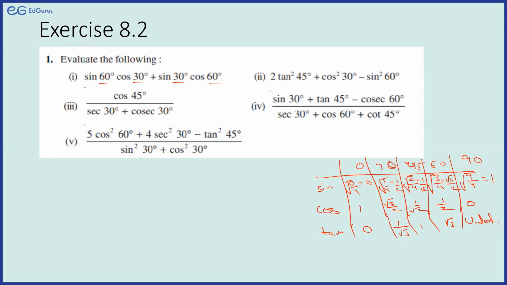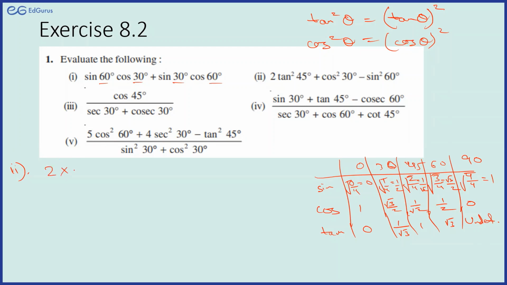I want you to solve part number 2. So the second is 2 tan square 45. Remember what we studied last time: whenever I say tan square theta, it really means the square of tan theta, or whenever I say cos square theta, it really means the square of cos theta, and similarly for other trigonometric ratios. So 2 times tan square 45.